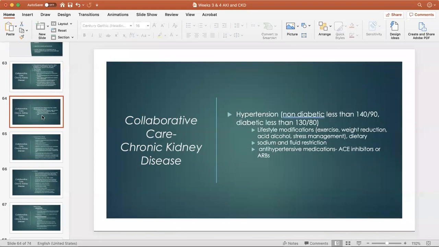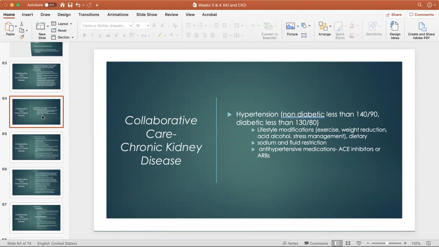Okay, so hypertension. This is going to be different depending on whether the person is diabetic or not. We're worried about all of the effects of high blood pressure, and in every single unit you've taken, you've learned about some effect of high blood pressure. And we know that kidney injury and kidney failure cause water retention, which increases the amount of blood in your system, which then causes hypertension.